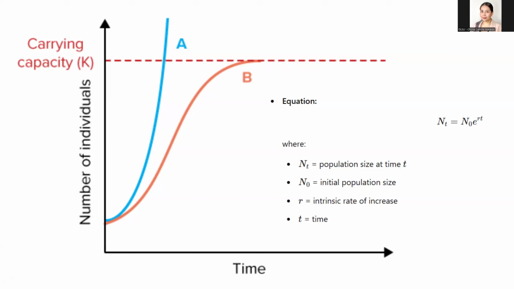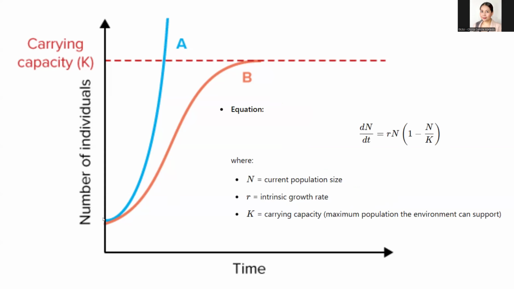So this is common in species with high reproductive rates and abundant resources, katulad ng bacteria o kaya invasive species. For the most part, this kind of population growth pattern is not sustainable because eventually resources become limited, so it can lead to a crash.